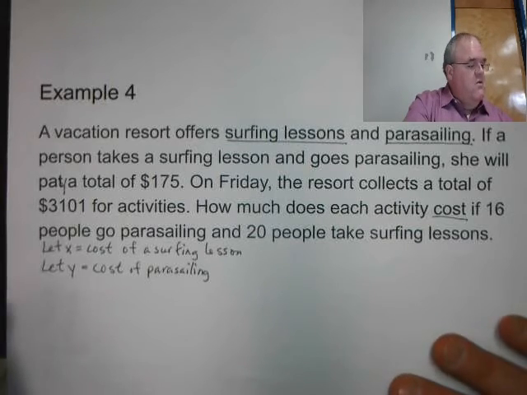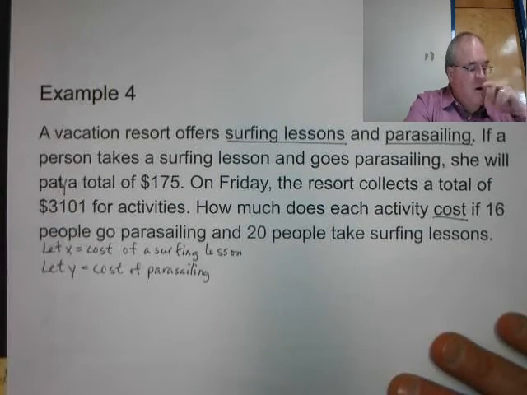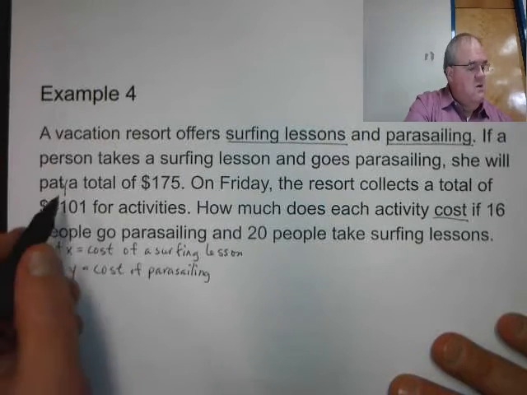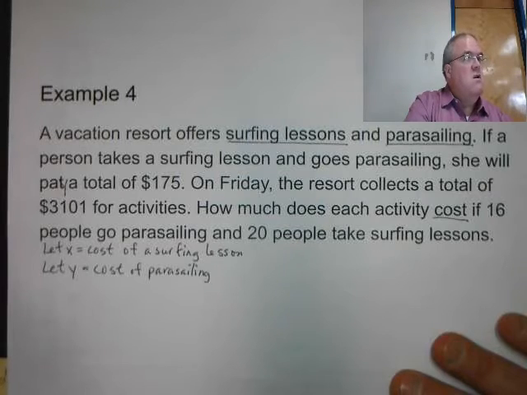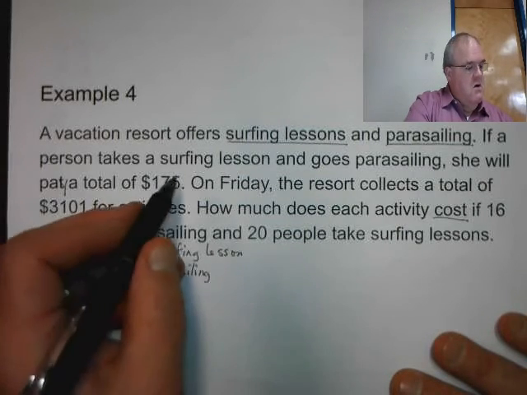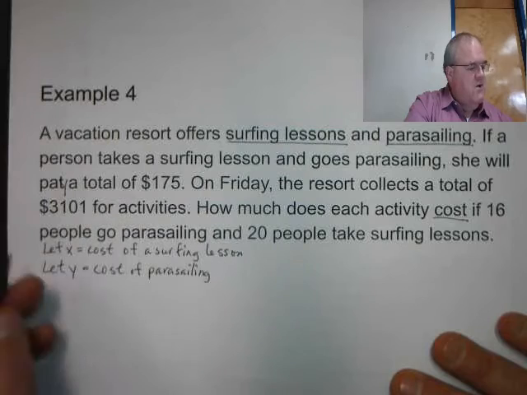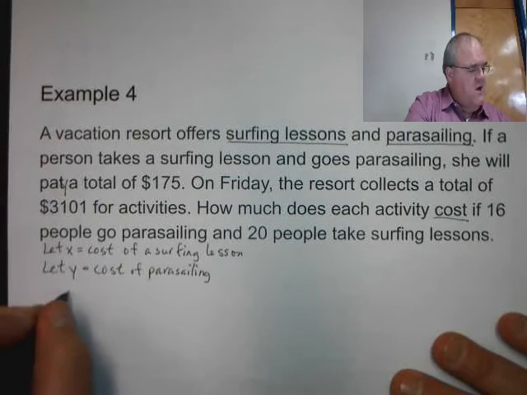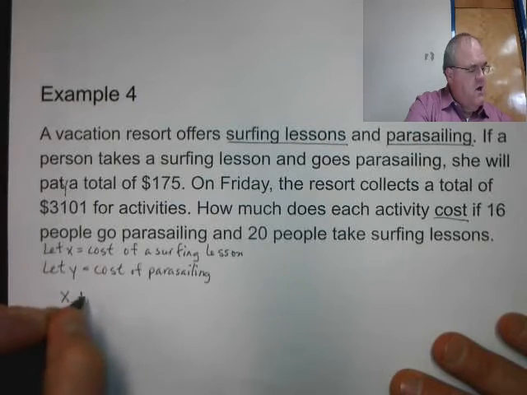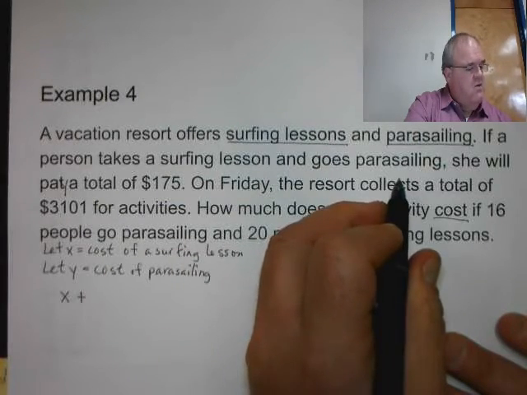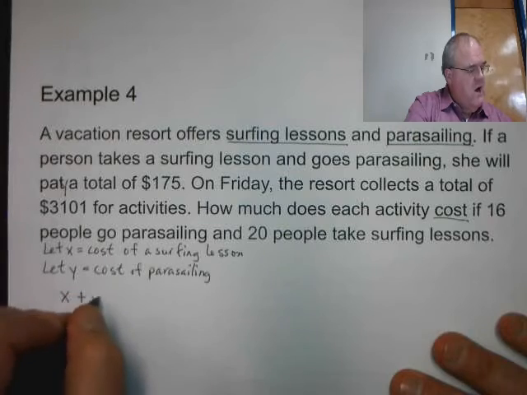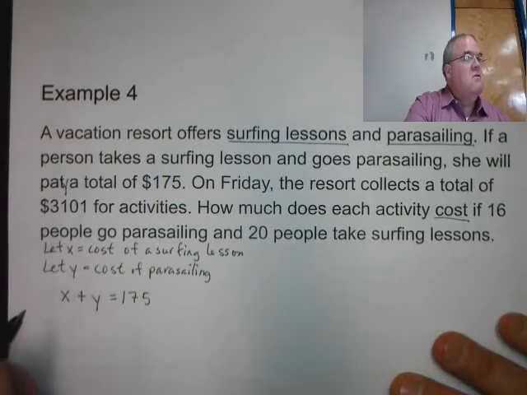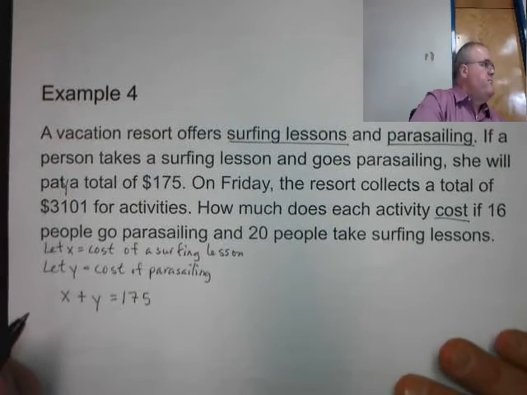All right. So if the person takes one surfing lesson and goes parasailing, she's going to pay $175. That's my first equation. I have one surfing lesson, and the cost of that surfing lesson is x. So I'm going to have x plus she goes parasailing, and the cost of parasailing is y equals $175. So that's my first equation.